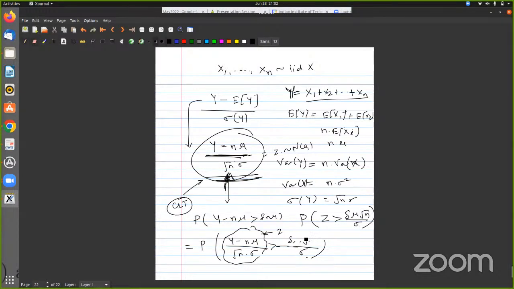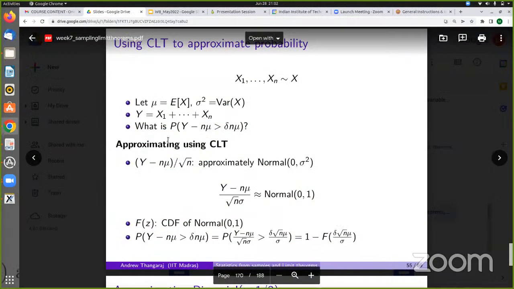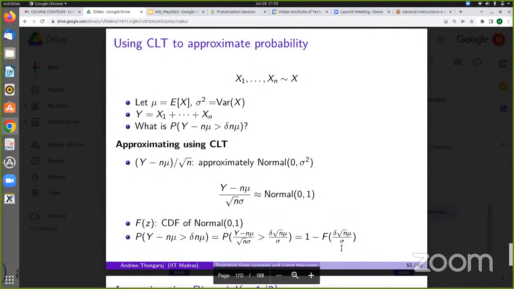And what is the probability of Z greater than this term? It means 1 minus Fz of delta mu square root n by sigma. So this is what we have derived. Is it not the same here, delta root n mu by sigma? So this is in the formula, right?